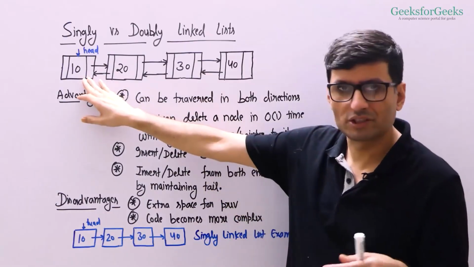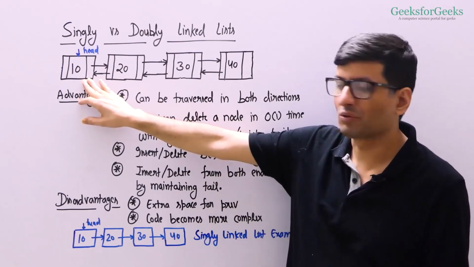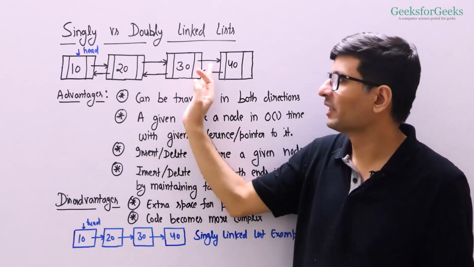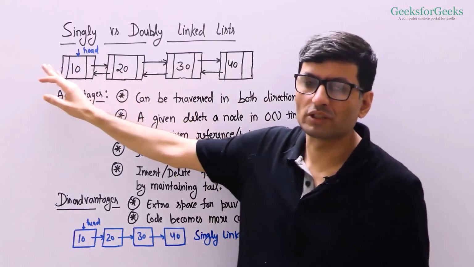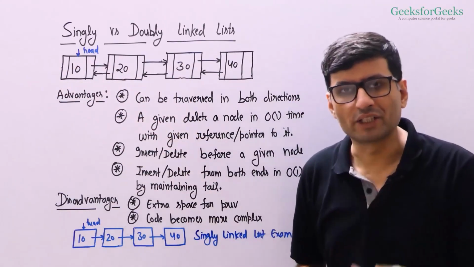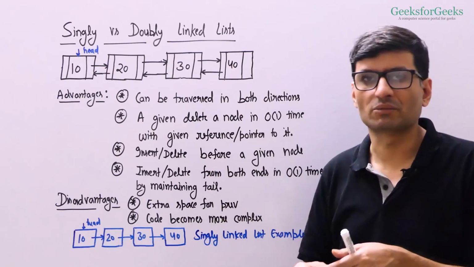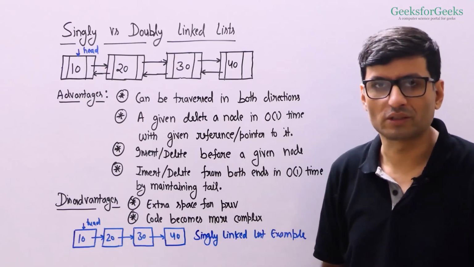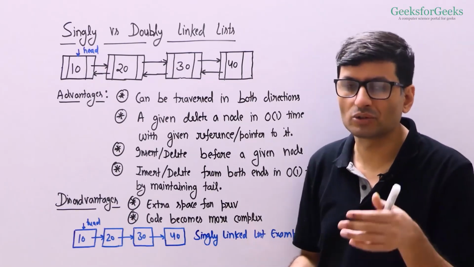You have head, which is a current page of the browser, right? And if you want to go back, you can go back. And if you want to go forward, you can go forward. So from any node, we can traverse in both the directions. We can go forward and we can go backward. That's one big advantage of doubly linked list over singly linked list.